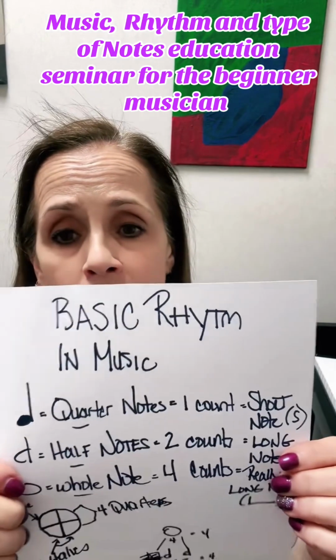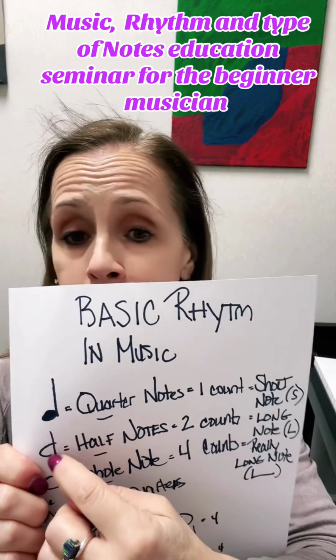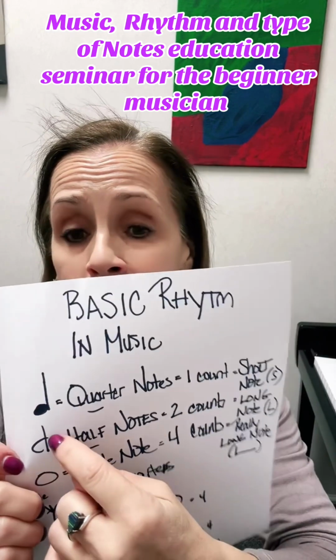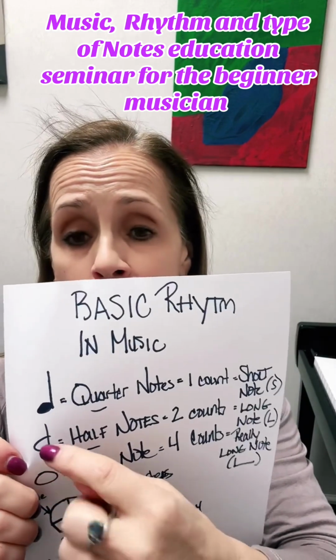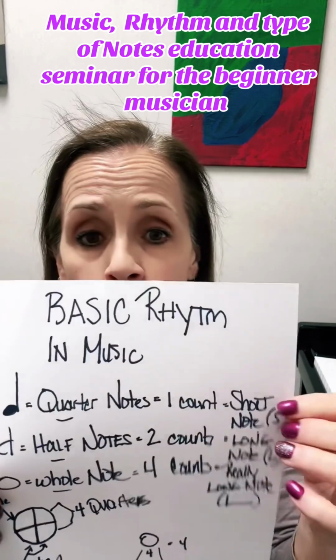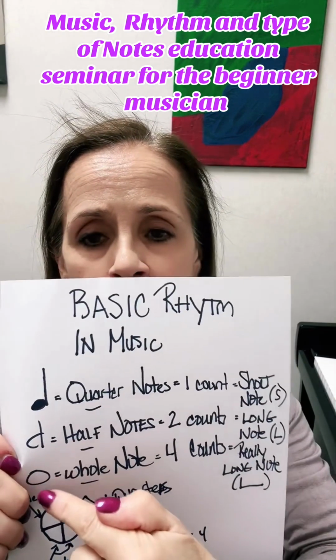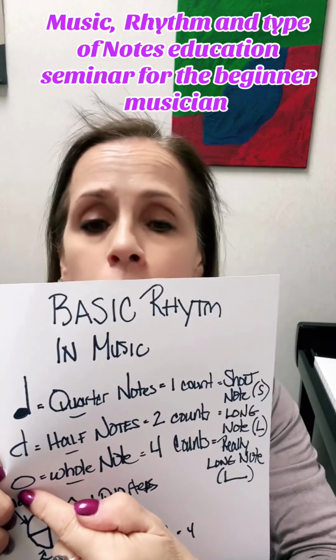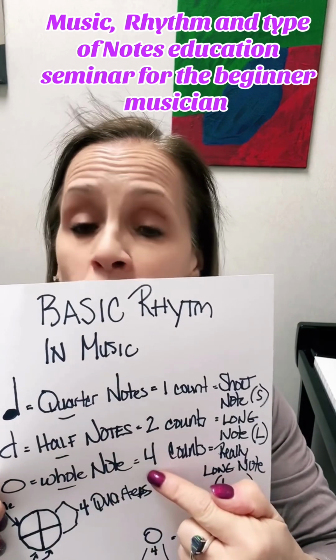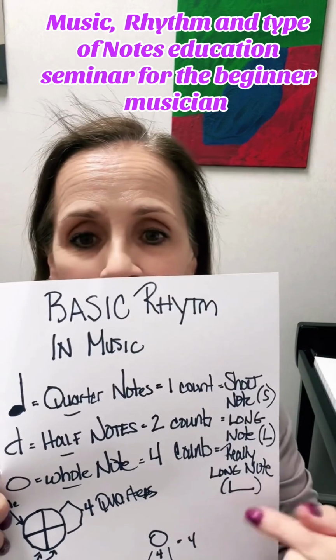And then the next one we have is an empty quarter note. Looks like a D, but not filled in. So that is a half note, twice as big as a quarter note. So we will call that our long note. Then our biggest note we have is called the whole note, and it is worth 4 counts, or I'd like to call it a really long note with a big L.